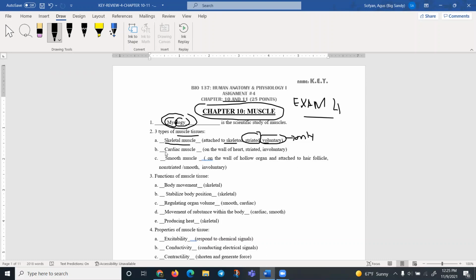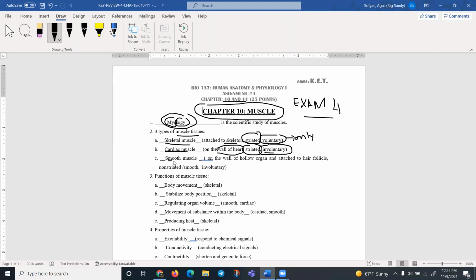The second type is called the cardiac muscles, located in the wall of the heart. So this is the heart muscle. It's also striped, but the action is involuntary. So you cannot control the cardiac muscle contraction. So you cannot, for example, stop the contraction or start the contraction. It will contract automatically. Okay, so this is involuntary.